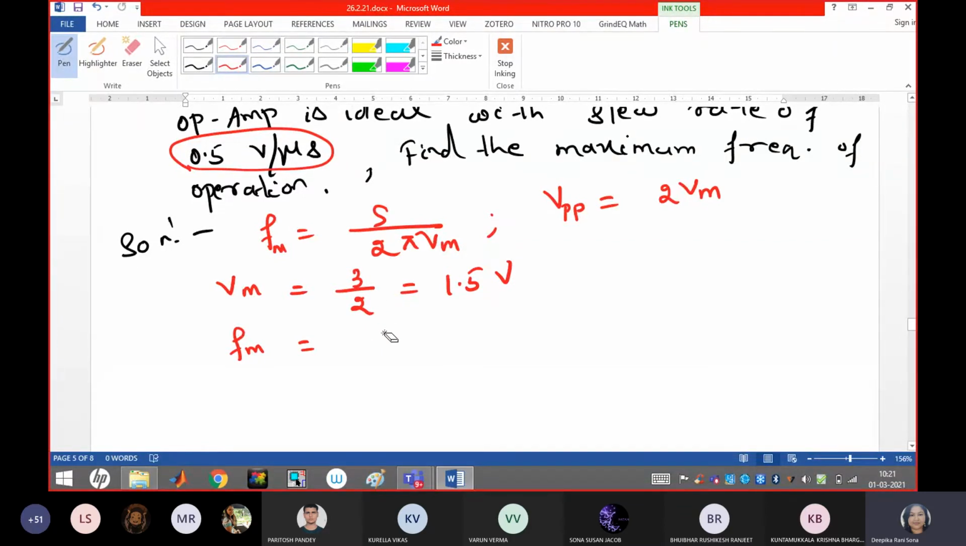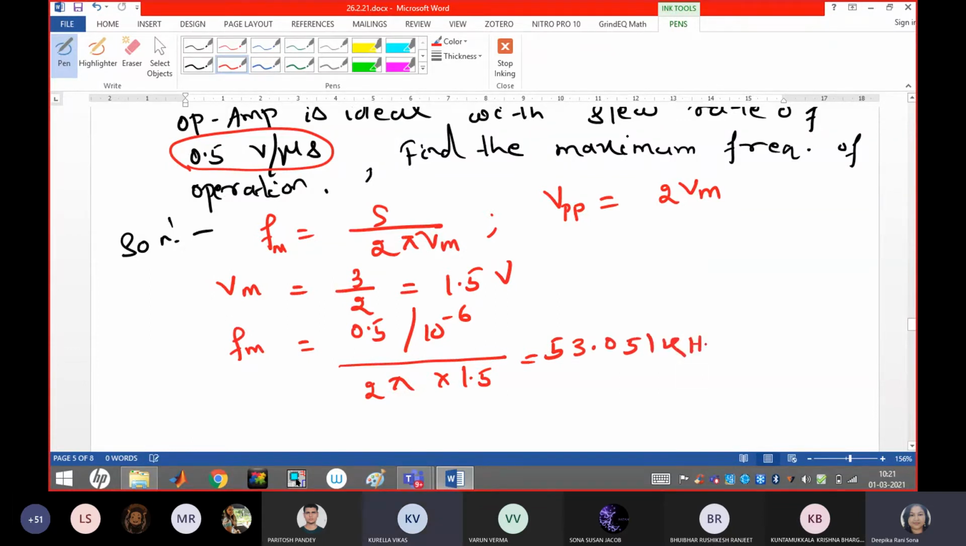Tell me the answer. 0.5 per 10 to the minus 6 whole divided by 2 pi into 1.5. How much it will be? In kilohertz you represent and tell me. Check the answer whether we are getting 53.051 kilohertz or not. Yes, ma'am. 53.0516. Yeah, so this is the maximum frequency of operation. This is your answer.